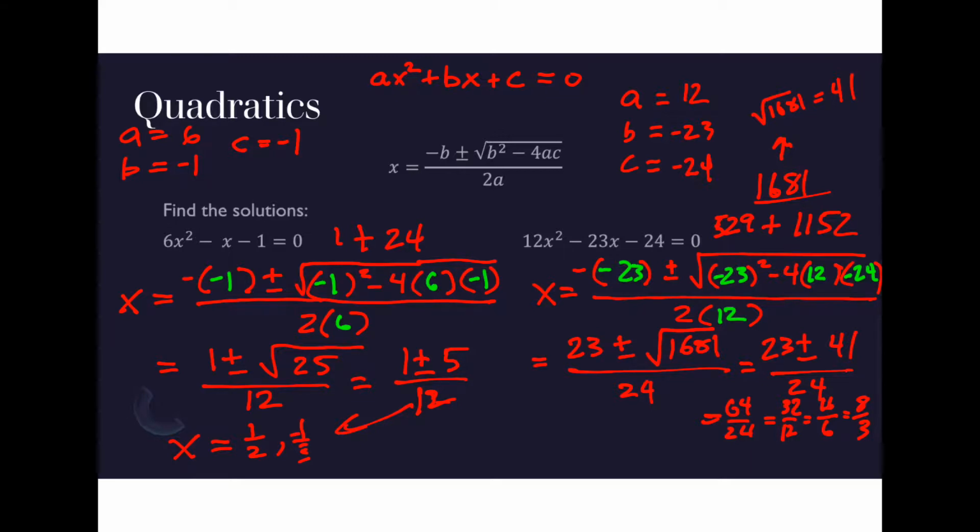And 23 minus 41 is negative 18. So negative 18 over 24. We can divide that by 2. That would be negative 9/12, which is still reducible. 3 goes into both of those. So negative 3/4. So my two solutions for x are 8/3 positive and negative 3/4.